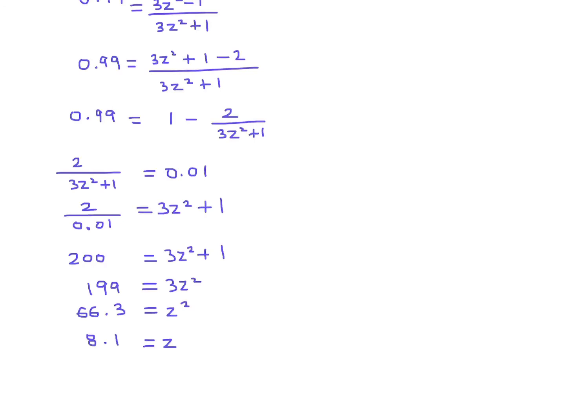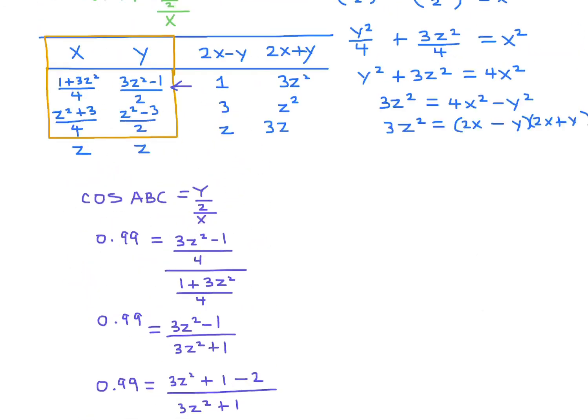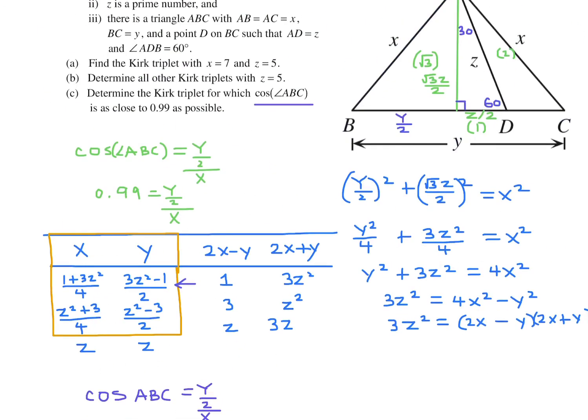and therefore z is equal to 8.1 approximately. So you think, okay, great, I've got a value for z, but the problem is that, first of all, it's not an integer. Z has to be an integer, and also, if you remember, z has to be prime. So we can't really use 8.1. But the nature of the question is that we don't have to use exactly that, as long as it's close to it. If you go back and read the question again, determine the Kirk triplet for which cos of ABC is as close to 0.99 as possible.